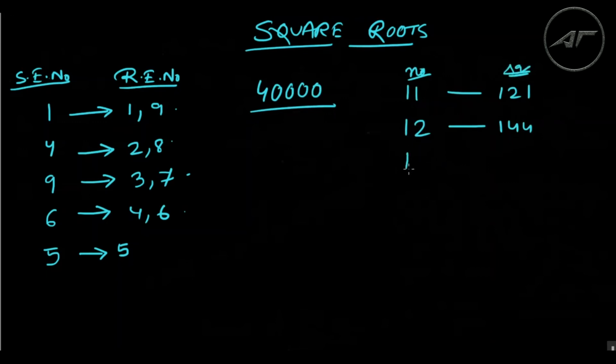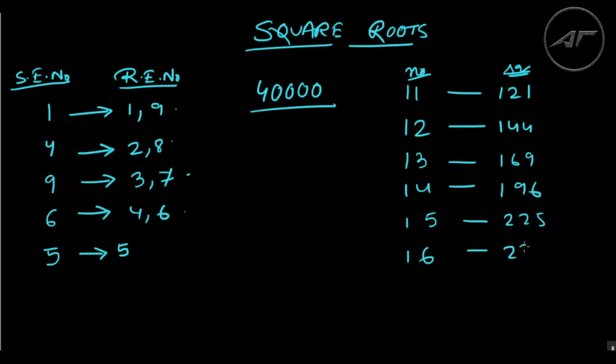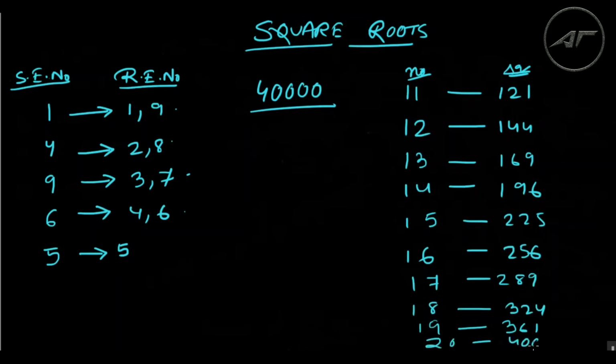Fine. For 13 it is 169, for 14 it is 196, for 15 it is 225, for 16 it is 256, for 17 it is 289, for 18 it is 324, for 19 it is 361, and for 20 it has to be 400. Fine. Just remember this table and we can find out square roots of numbers up to 40,000 easily.